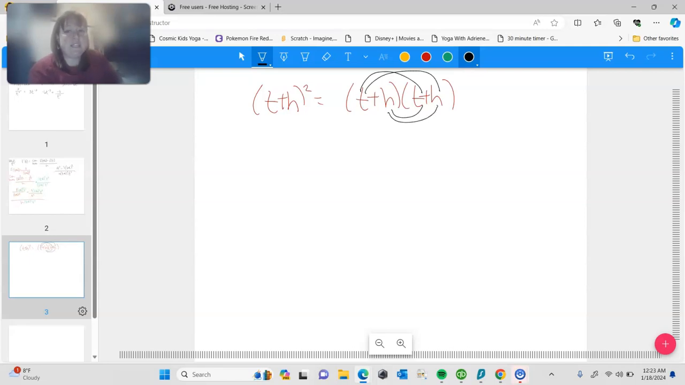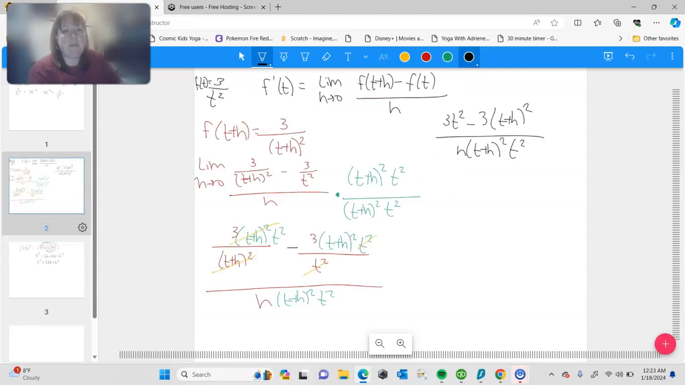So let's start. t times t, well that would be t squared. t times h is th. h times t is ht. And then h times h is h squared. And remember, multiplication is commutative, which means that h times t is the same as t times h. Just like 3 times 2 is the same as 2 times 3. So these are actually the same thing, so I have two of them. I have 1th and 1th, so I'm going to write this as 2th plus h squared. So that's just the expansion of the multiplication.